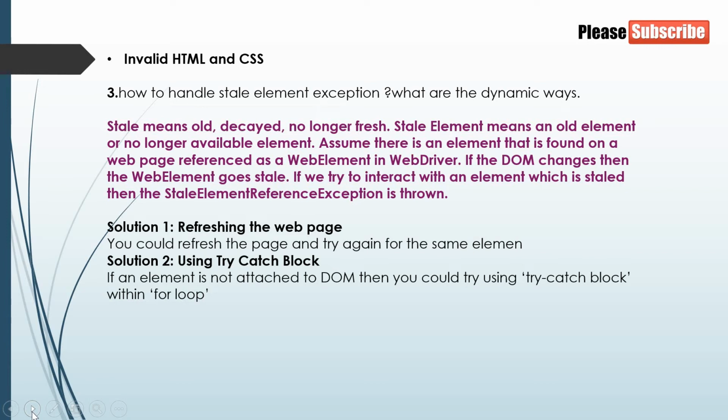Then, how to handle the stale element exception? What are the dynamic ways? Stale means old, as in normal words, decayed, no longer fresh. A stale element means an old element that is no longer available. Assume there's an element found on a web page, referenced as a web element in WebDriver. If the DOM changes, then the web element goes stale. If we try to interact with a stale element, we get a stale element exception, and how you handle it is the main thing. We can refresh the web page. Sometimes we do that, and sometimes we use try-catch blocks. We can loop that, right?